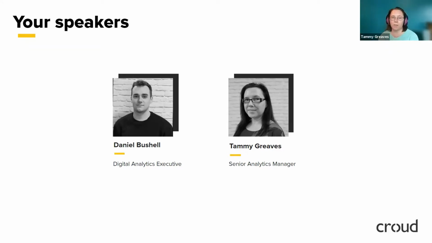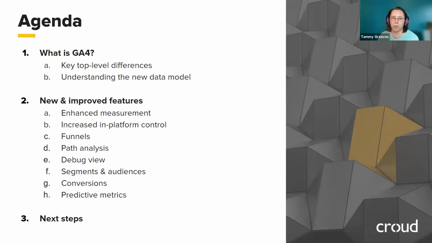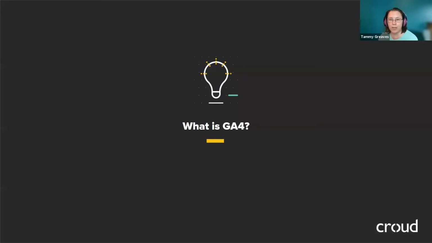Cool. So today we're going to be covering key things for GA4. So kind of what's the key differences between standard GA that we're all used to and this new GA4, and understanding how this new data model works, and going over into a bit more depth some of the cool new features that are available to you. Some of these are brand new, like enhanced measurement and debugs, while some have just been improved a lot since the standard Universal Analytics, such as path analysis and segments and audiences, which are just much more flexible for us to use. So I'll let Dan dive in and start talking all about GA4.